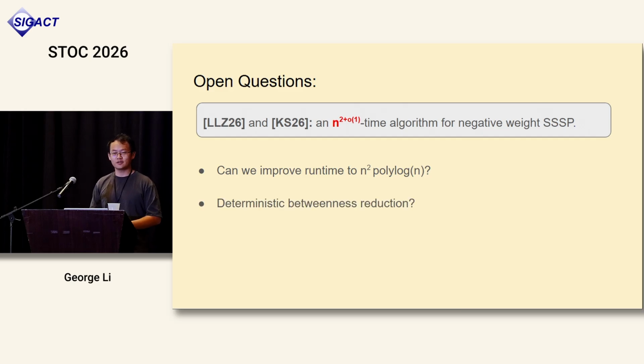Another open question is whether or not there is a deterministic algorithm for betweenness reduction. This is the pre-processing step in this algorithm, and it is the only thing that is common between our framework and Fineman's framework. And it is also the only part that is randomized in our entire algorithm. So if you can make that deterministic, you can probably get an n squared algorithm that's deterministic.